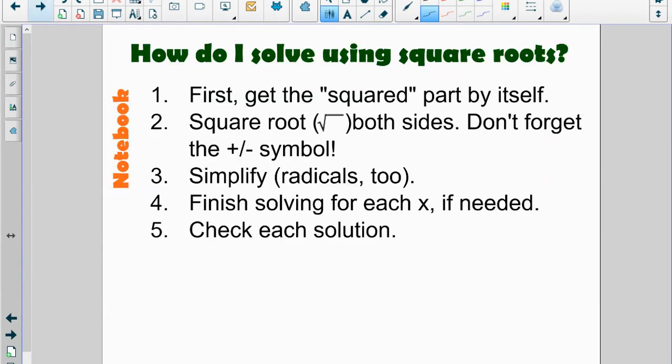So here are some steps. I'm going to have you write this down. Pause it when you're ready, and continue when you're ready. How do I solve using square roots?